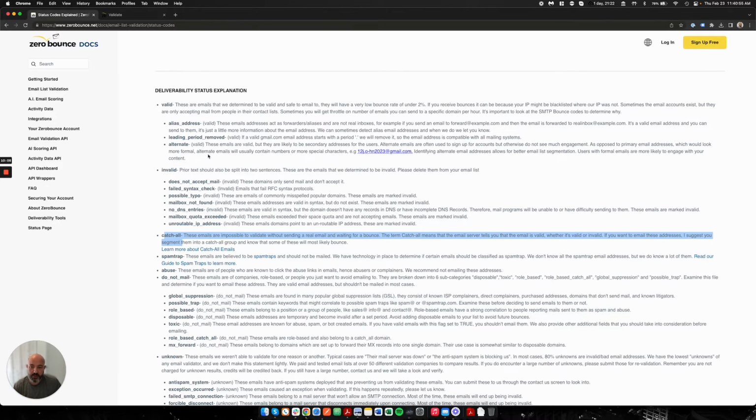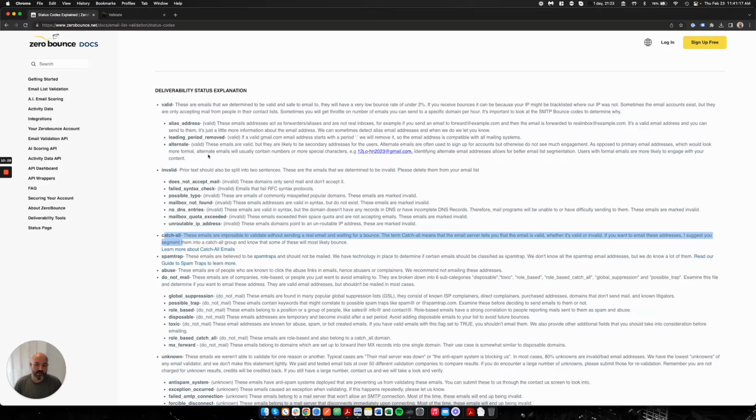Alternate, this is a really interesting one. These are valid emails, but they're likely to be a secondary email to the customer or to the person that you have. Alternate emails generally see much less engagement. They're usually people who have a real inbox, but they don't want to be in all this marketing and get flooded there. So they'll set up a second email address.